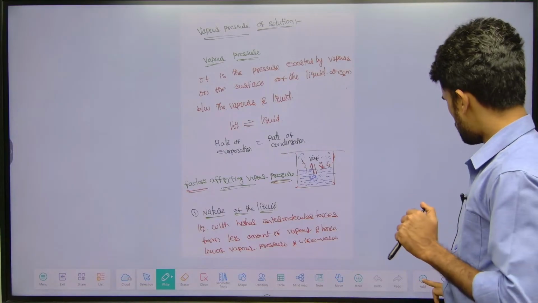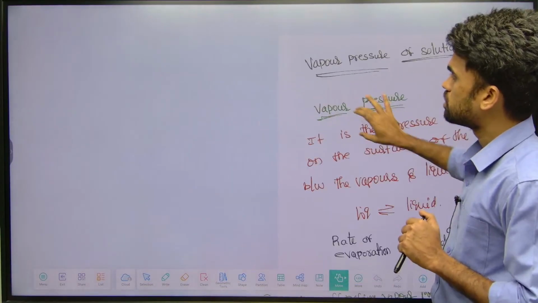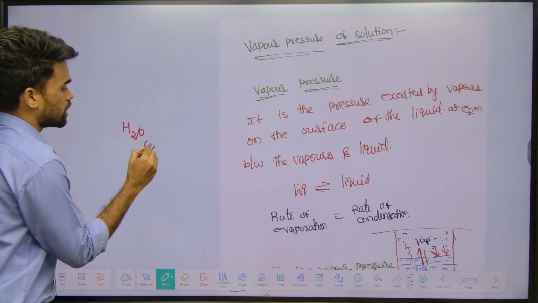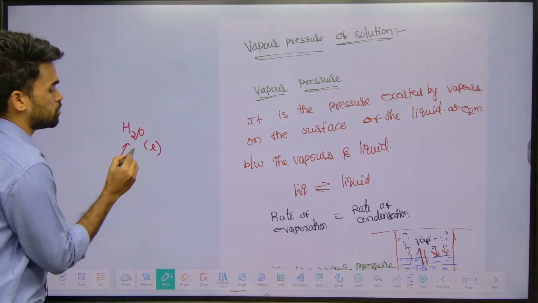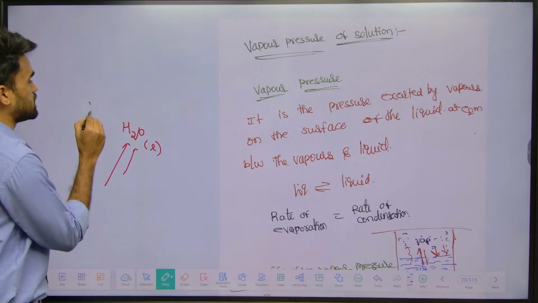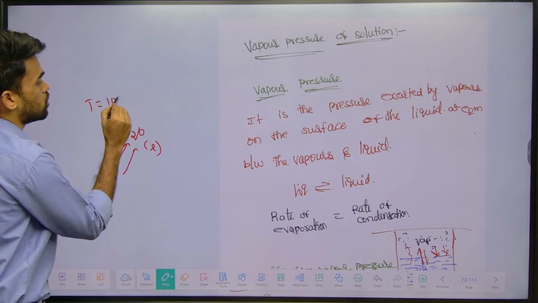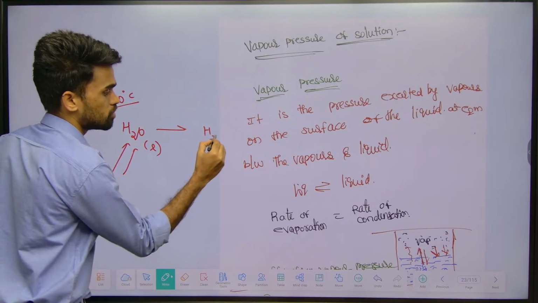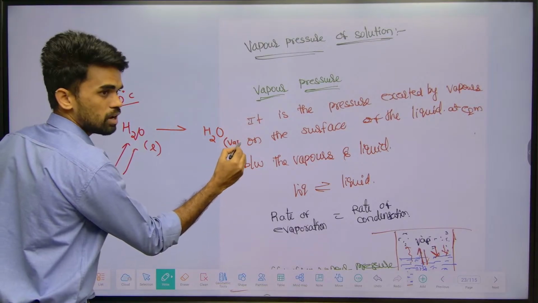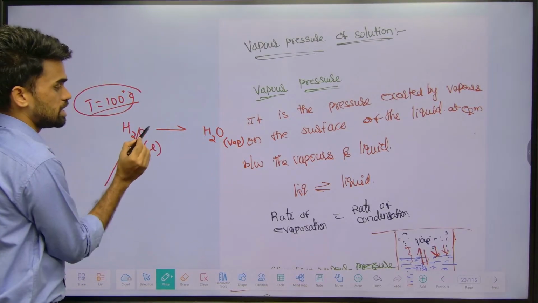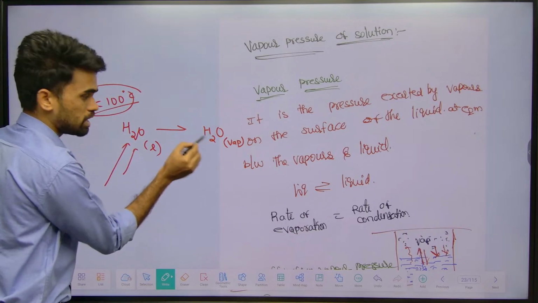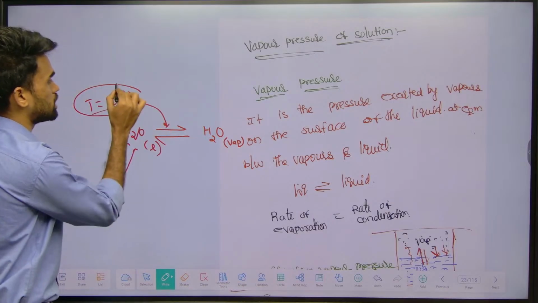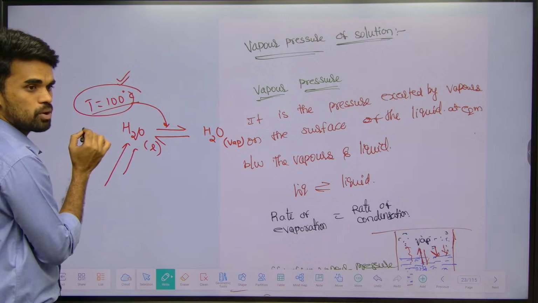Now, do you know what we mean by vapor pressure? Let us say water is in the liquid state. Now you heat it up to a particular temperature. Specifically, for water, you will heat it up to 100 degrees. Now water will start converting into water vapors, right? At this 100 degrees an equilibrium is established between the water vapors and its liquid. So this particular temperature is called what? The boiling point of that particular liquid.